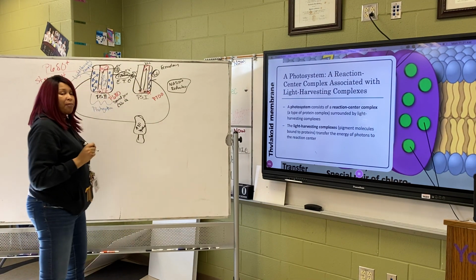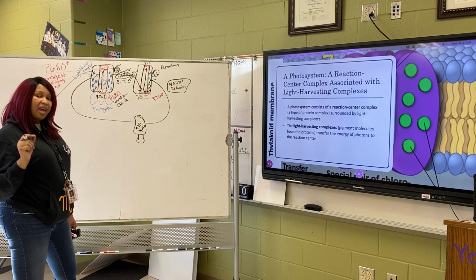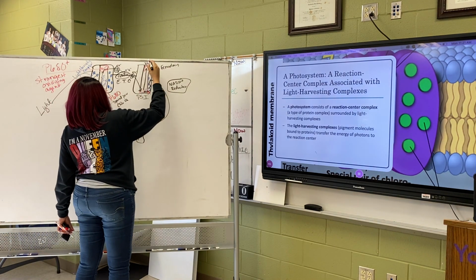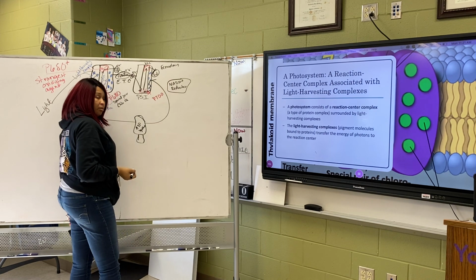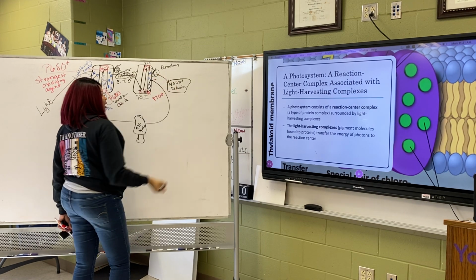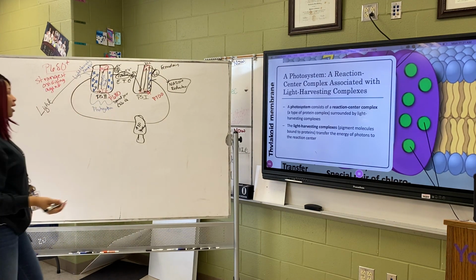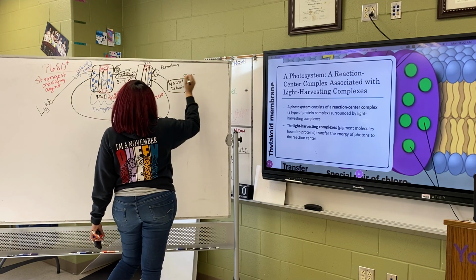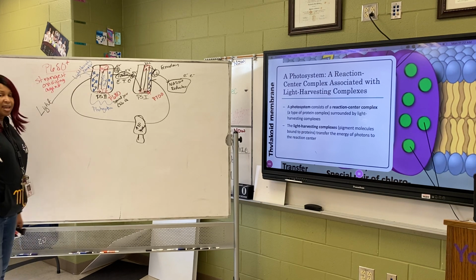Now, this primary electron acceptor has to pass the electrons through yet another electron transport chain. This time, the electron transport chain is going to include ferredoxin, and ferredoxin is going to pass the electrons to an enzyme called NADP plus reductase, okay? So this is where the electrons that were a part of P680 end up.